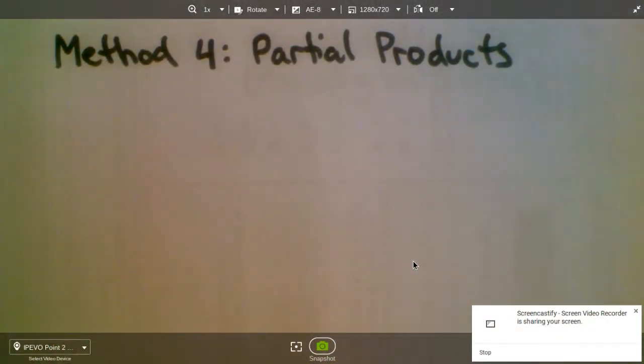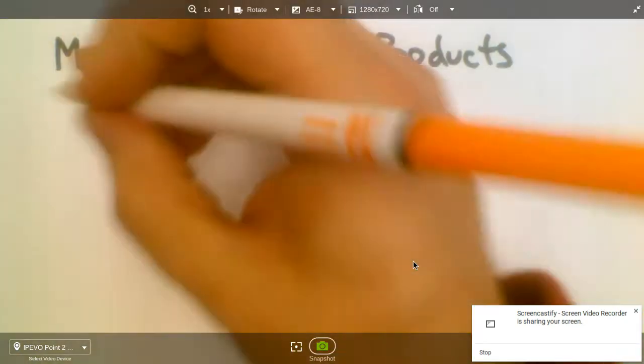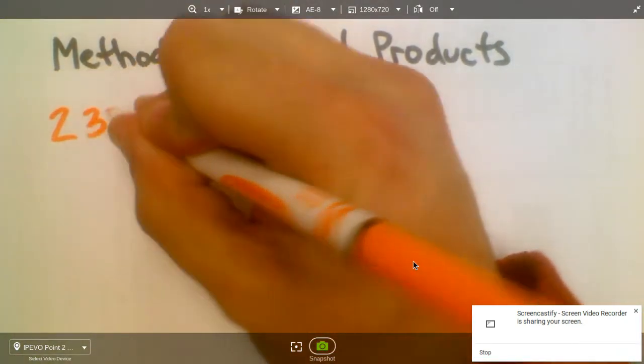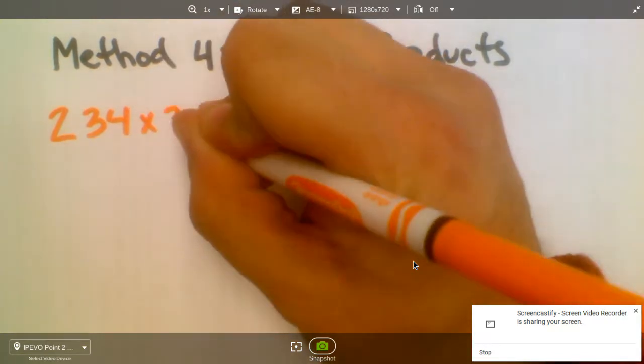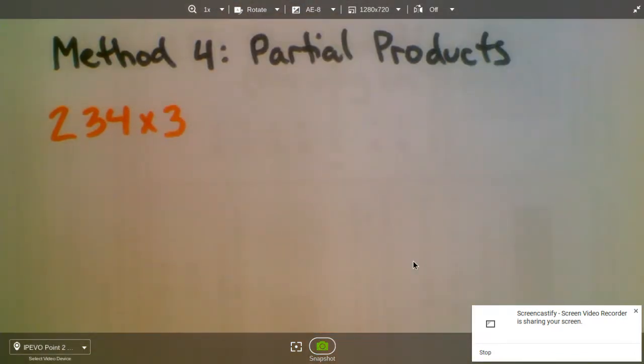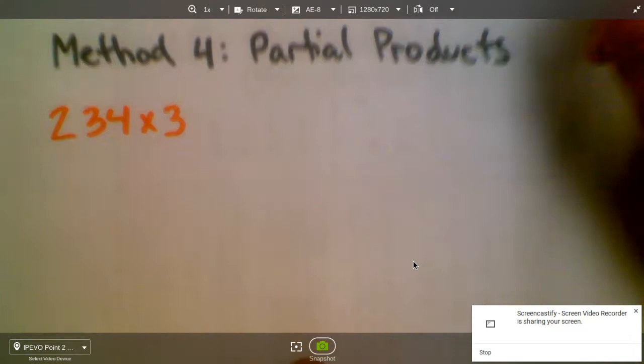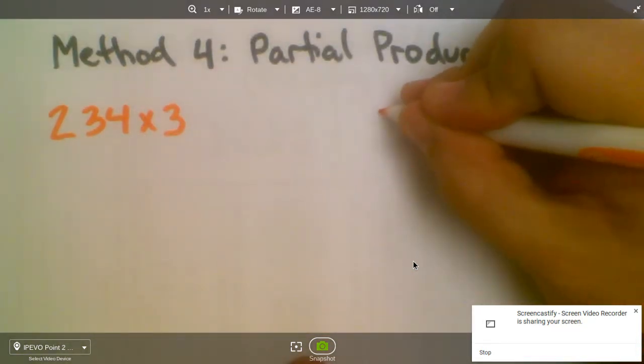Method number 4, we're in our home stretch here, is using partial products. And for this one, I'm going to go straight to that last problem. I'm not going to do 18 times 6 anymore. You guys get the idea with this. For this one, I'm going to do 234 times 3. But for this problem, when we do partial products, we want to write it in the vertical method.